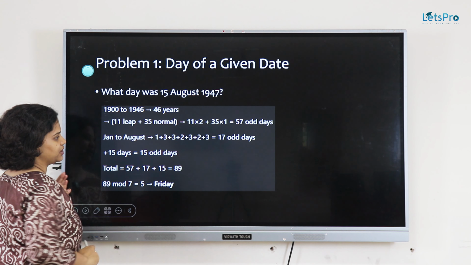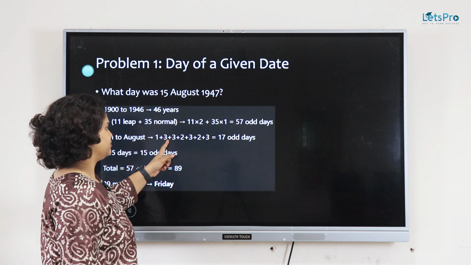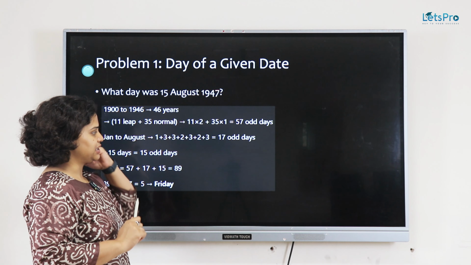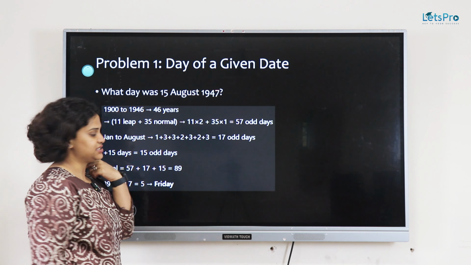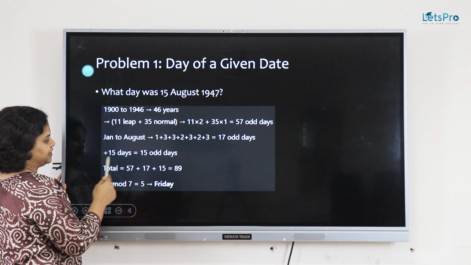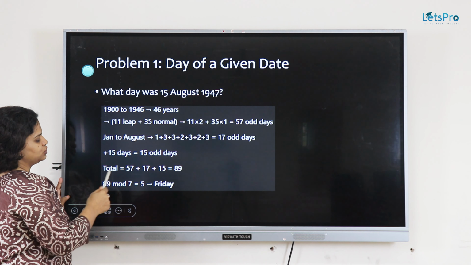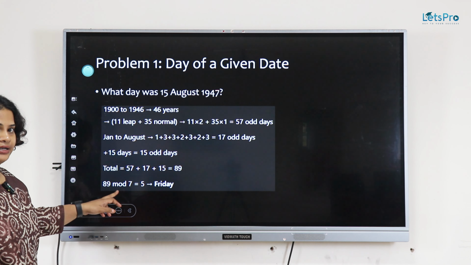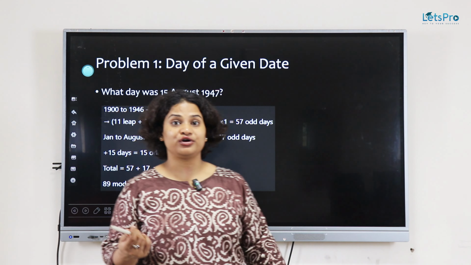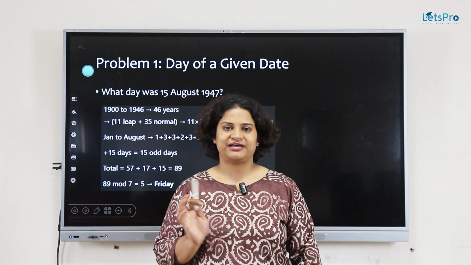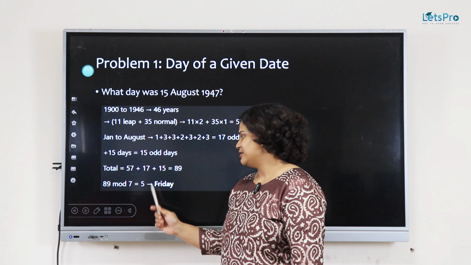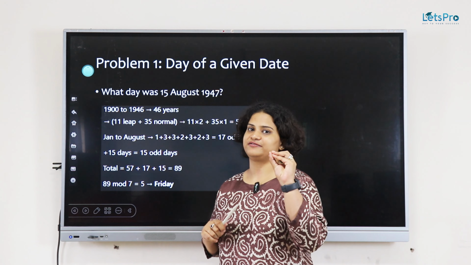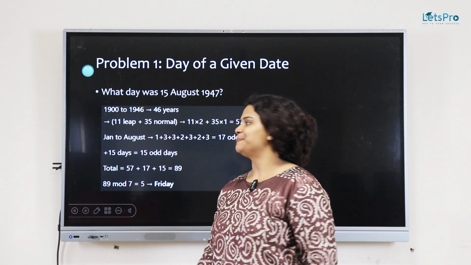Now, January to August, how many odd days? Month wise, there is 1, 3, 3, 2, 3, 3, 3, 2 and 3. From January to August, you will count. So there are 17 odd days that is given to us. Plus 15, which is the 15 odd days part. So total is 57 plus 15 plus 15, which is equal to 89. Now you will take mod of 7. Why mod of 7? Because in total we have 7 days. So 89 mod 7 is equal to 5. 5 meaning Monday, Tuesday, Wednesday, Thursday, Friday, which is our 5th day. Therefore, it was a Friday.